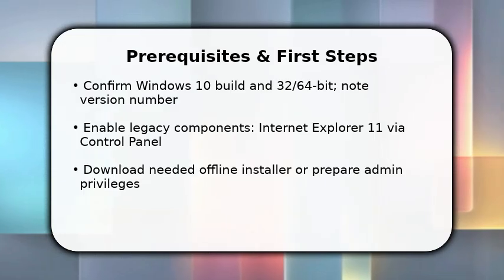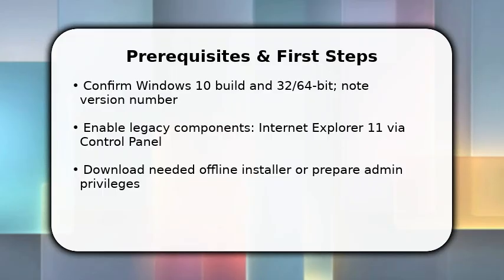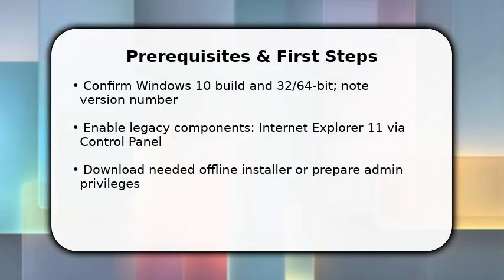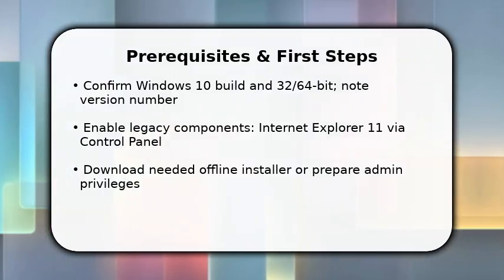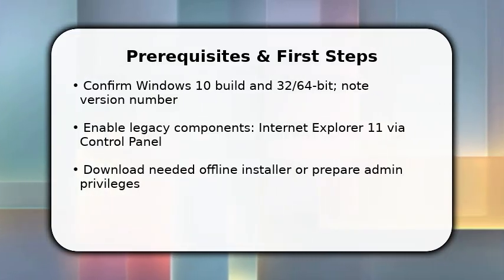Enjoy the video. You start by verifying your Windows 10 build and whether the system is 32 or 64-bit because installers differ. Next, open Control Panel and turn Windows features on or off to enable Internet Explorer 11. This restores the legacy browser shell.